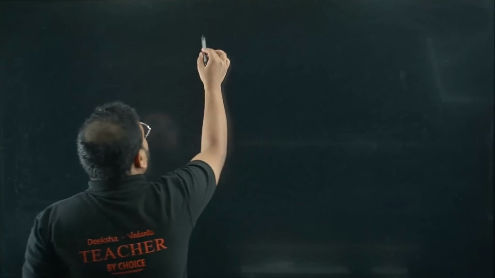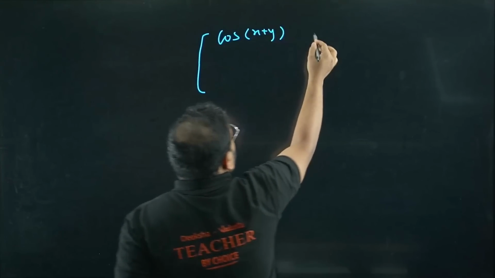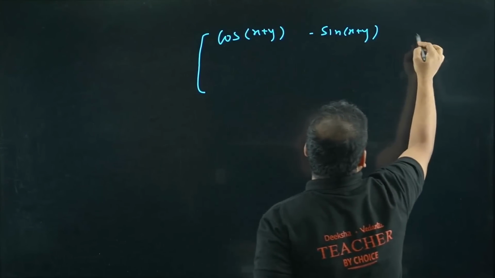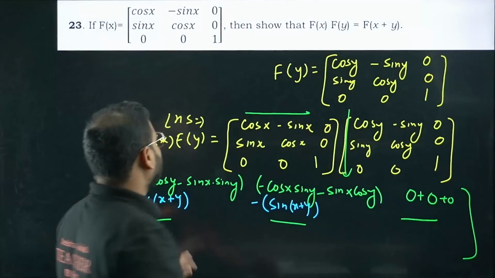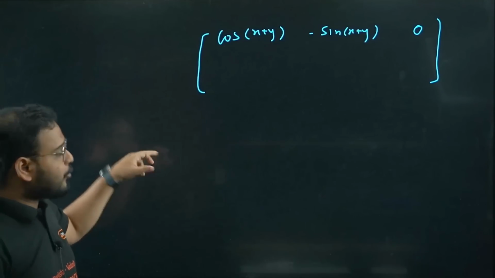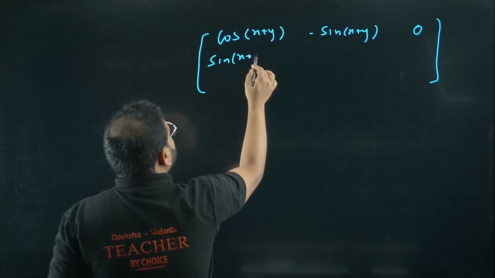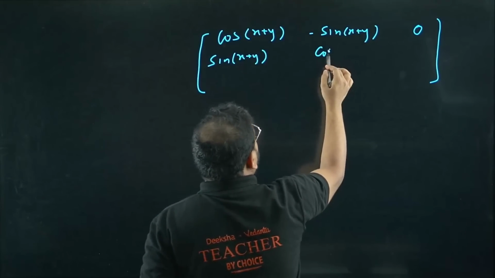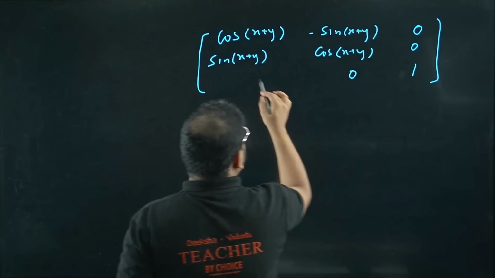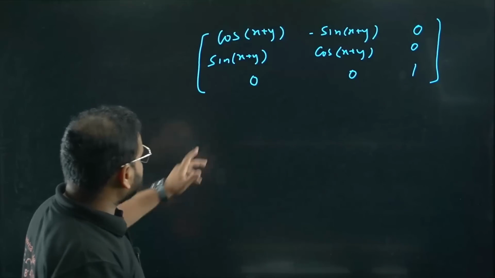Please check. Cos of x plus y, this is becoming minus sin of x plus y, and I had this as 0. If you go ahead and solve the first row, you'll get again sin of x plus y, and you're going to get here cos of x plus y, and 0, 1, 0, 0. Is this right? Please check. Yeah. Sin and cos. Correct.